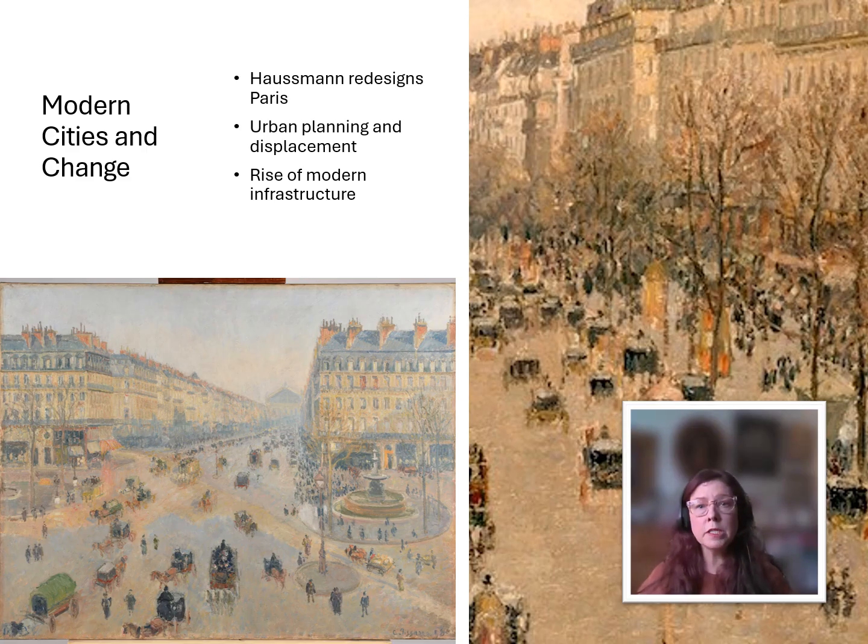Artists like Camille Pissarro, who painted scenes like Boulevard Montmartre, are capturing this new Paris. You can see the movement of traffic, the flow of people, the energy of the boulevard. But notice it's not painted with sharp precision. It's atmospheric, it's fleeting. Because again, we are seeing that shift. The city is no longer something static. It is something in motion, something experienced moment by moment.